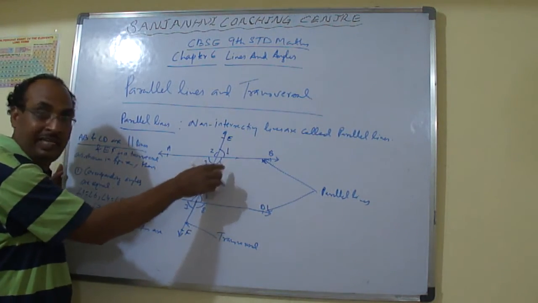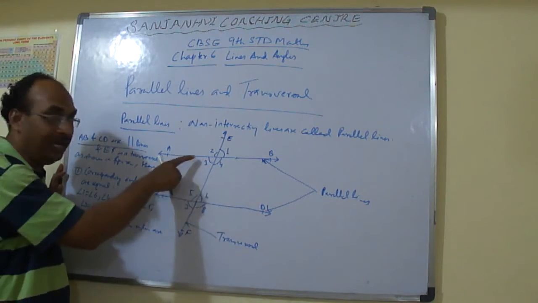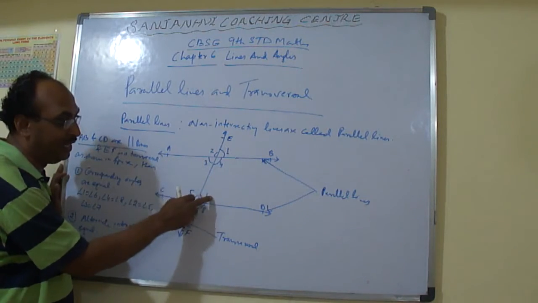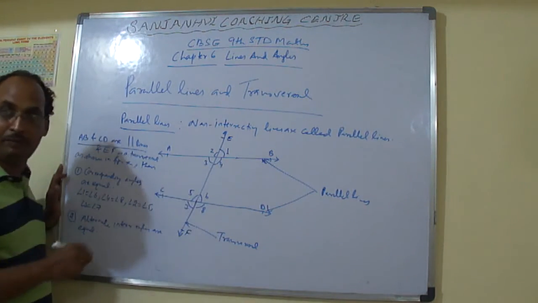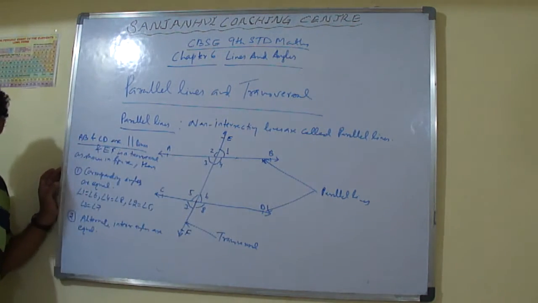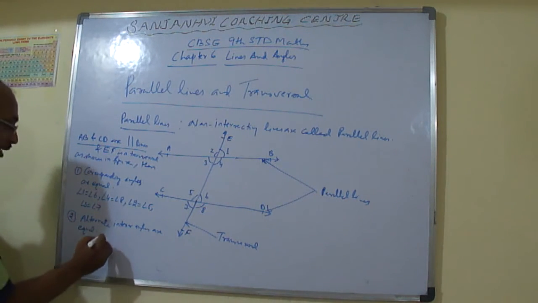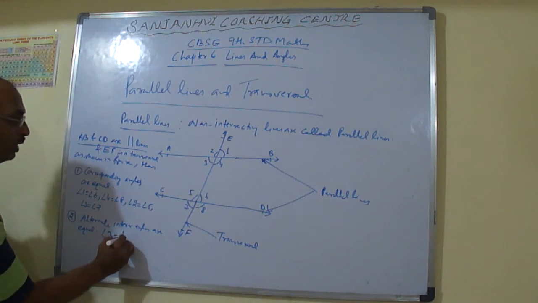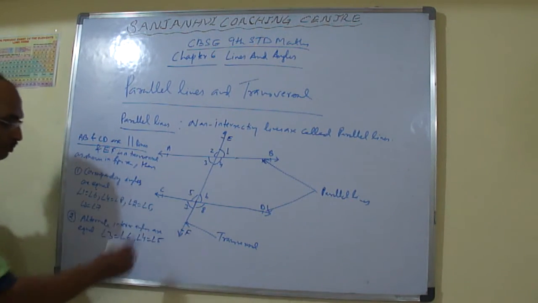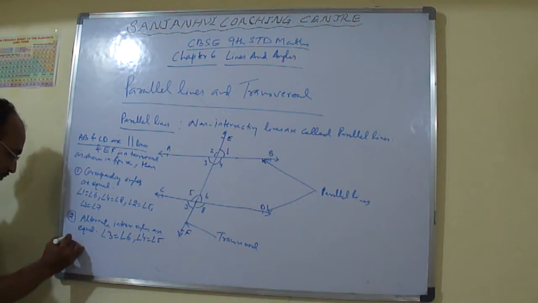Because interior means inside those two parallel lines. Alternate means one after another. Okay, so angle 3 and angle 6, angle 4 and angle 5, these are called alternate interior angles. So alternate interior angles are equal. Angle 3 is equal to angle 6. Similarly, angle 4 is equal to angle 5. Understood? Okay.